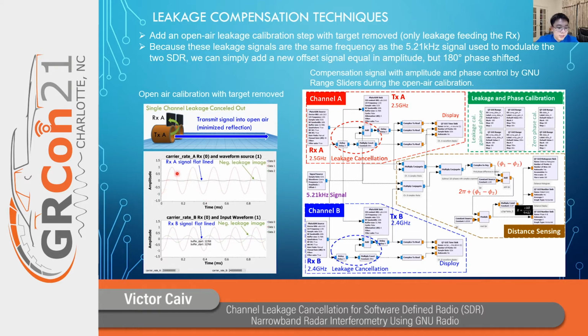And we'll get a result something like this. The red line here is the transmit, the blue line is the receive, and the green line is the leakage compensation. So by applying the leakage compensation that is equal to the negative of the leakage image, we can make the receive side flatline, which is exactly what we want. We don't want to be seeing any of that. That means that we successfully canceled out all of the leakage.